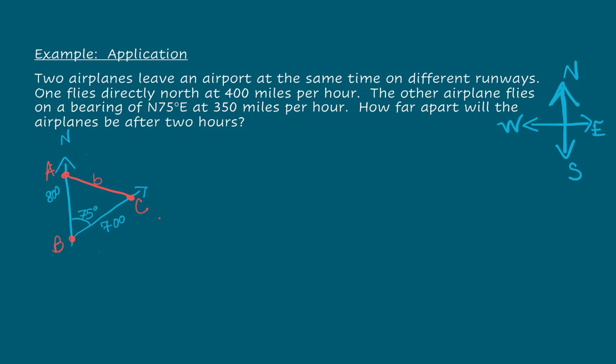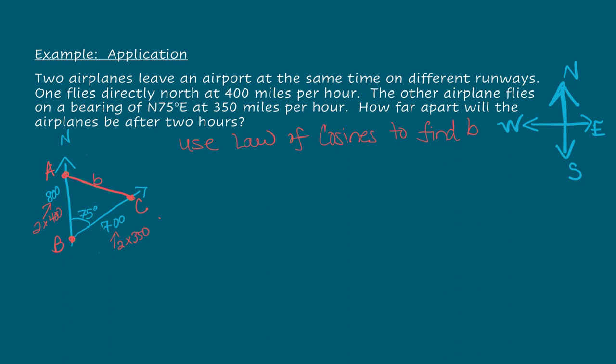So I'm going to use my law of cosines to find this. So I'm going to use law of cosines. Okay, so because I've gone 2 hours, in case you aren't sure, I didn't write it down, this is 2 times 400 miles per hour, and this is 2 times 350 because I've gone 2 hours. That's why those are those numbers.